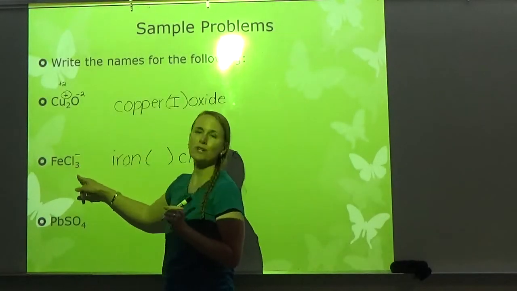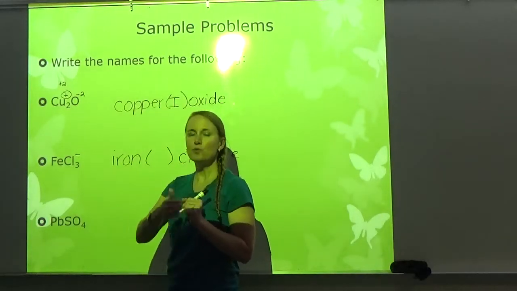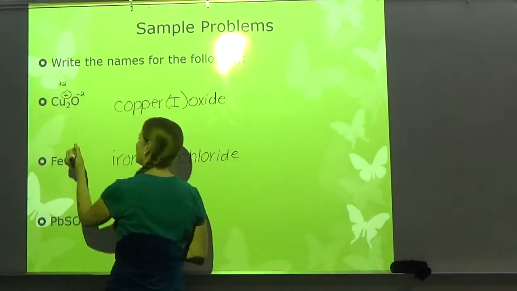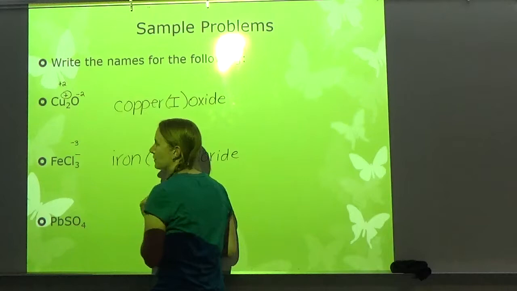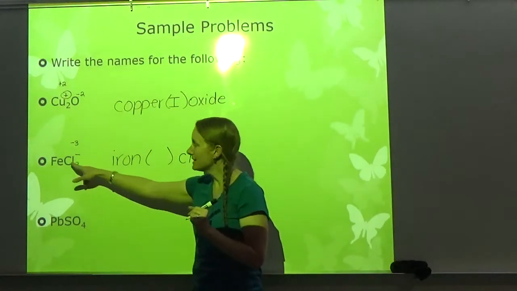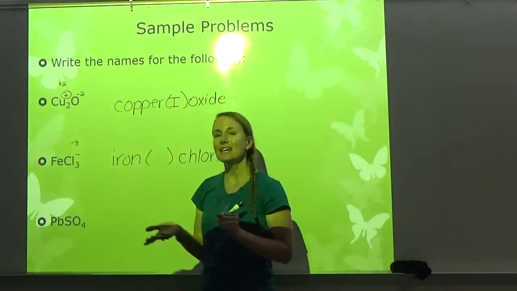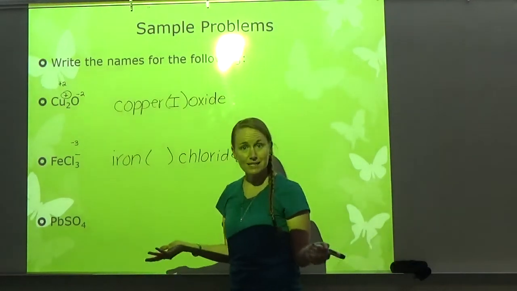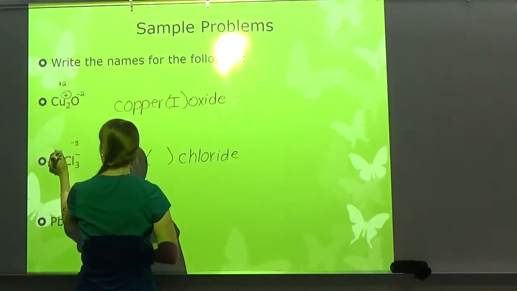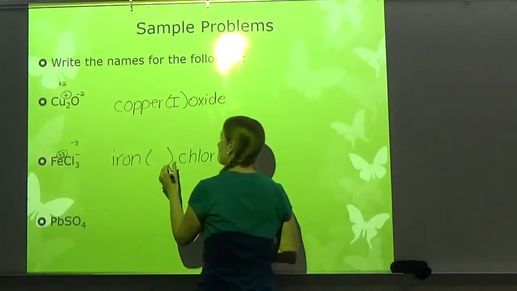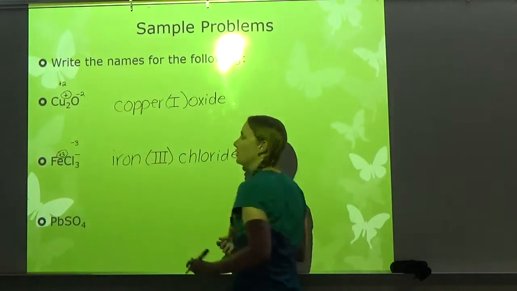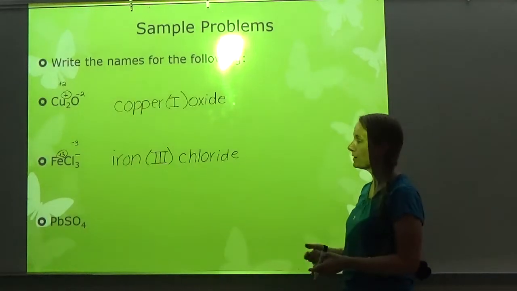But I have 3 of them. So each one has a -1 charge, so in total, I really have -3. And so again, because that's not the charge of chlorine, I'm going to write it up high. So I have 3 negatives I have to cancel out. So what can cancel out a -3? A +3. So my Roman numeral for this one would be 3. So it's iron 3 chloride.